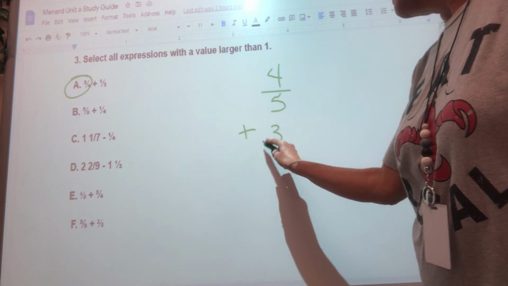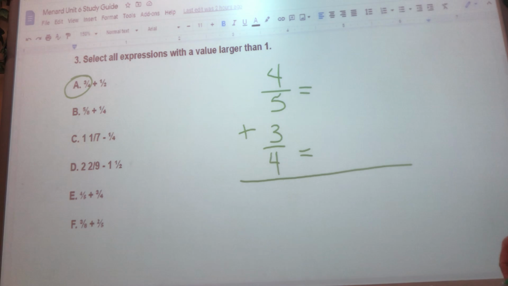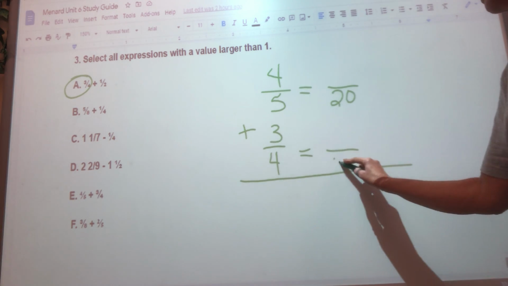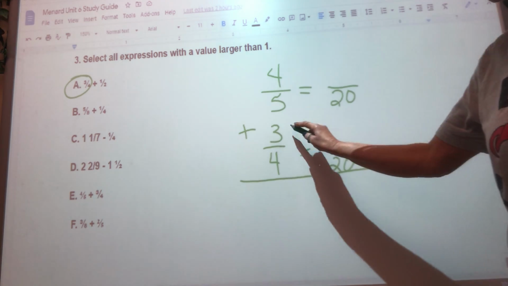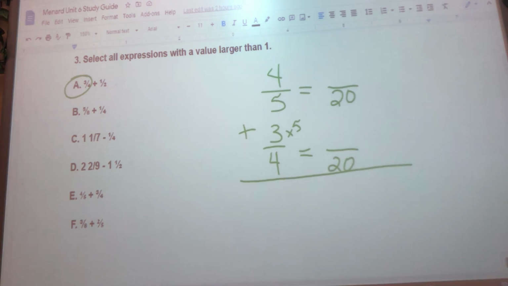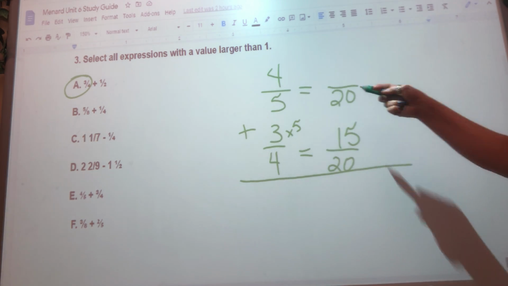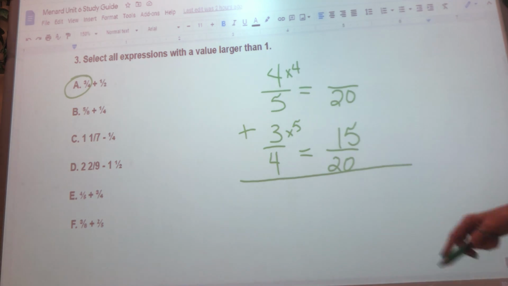4/5 and 3/4. Common denominator? 20. Yeah, 20. That took me a long time to figure out. What would I have to do to 4 to get 20? Multiply by 5. So my new numerator is 15. I almost said 20 again. What would I have to do to 5 to get 20? Times 4. So my new numerator is 16.